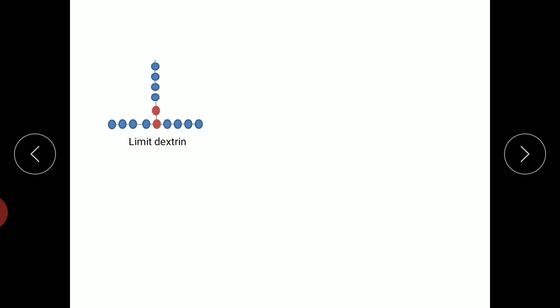Now, to cleave these branches, we have another enzyme that is called a debranching enzyme. Actually, it is a bifunctional enzyme. It has got two functions. We will see. One of its actions is called 4,4 transferase action. I said it is a bifunctional enzyme, an enzyme with two functions. One function is 4,4 transferase.